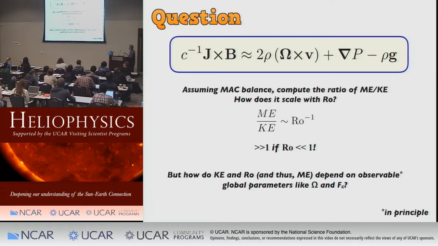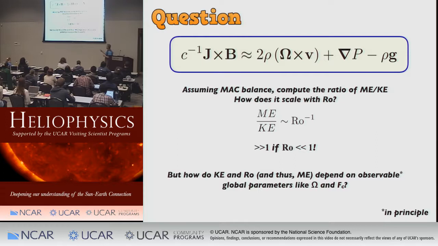But the main point is that in planetary dynamos, you expect the magnetic energy to be very strong, even stronger than the kinetic energy of the convection, even though it's produced by the convection. But we want to know how the magnetic energy depends on observable parameters like the rotation rate and the heat flux coming through the system. I say in principle here, because the heat flux is straightforward in stars, because you see the sun shining. It can be estimated pretty well in the Earth's core. But it's very weakly constrained for planets like Uranus and Neptune. We don't know much about the heat flux going through them. But you can, in principle, observe the rotation rate and the heat flux.